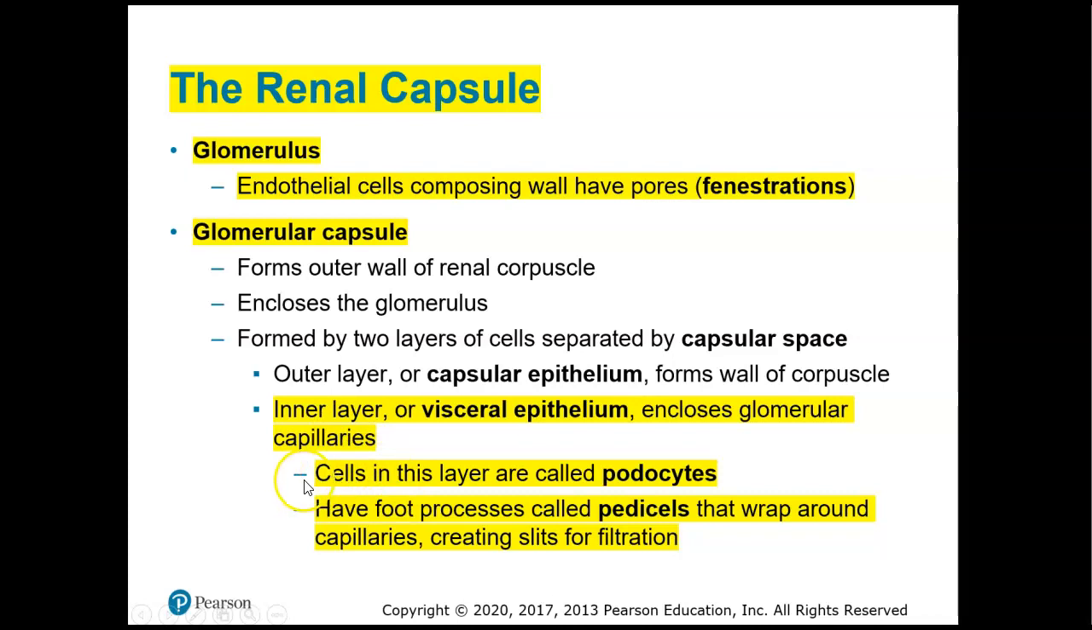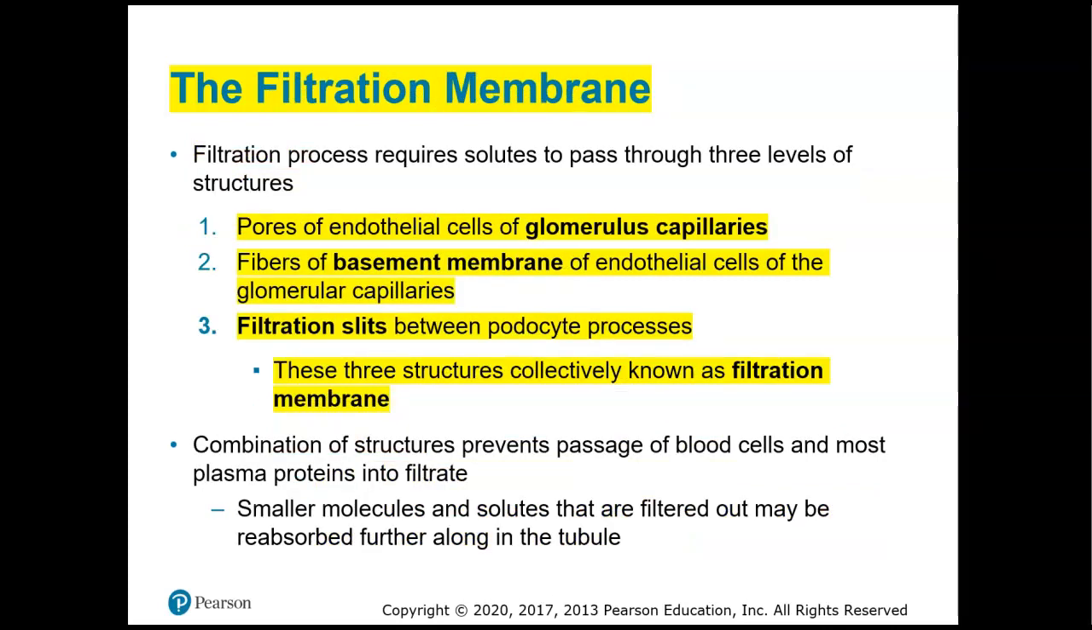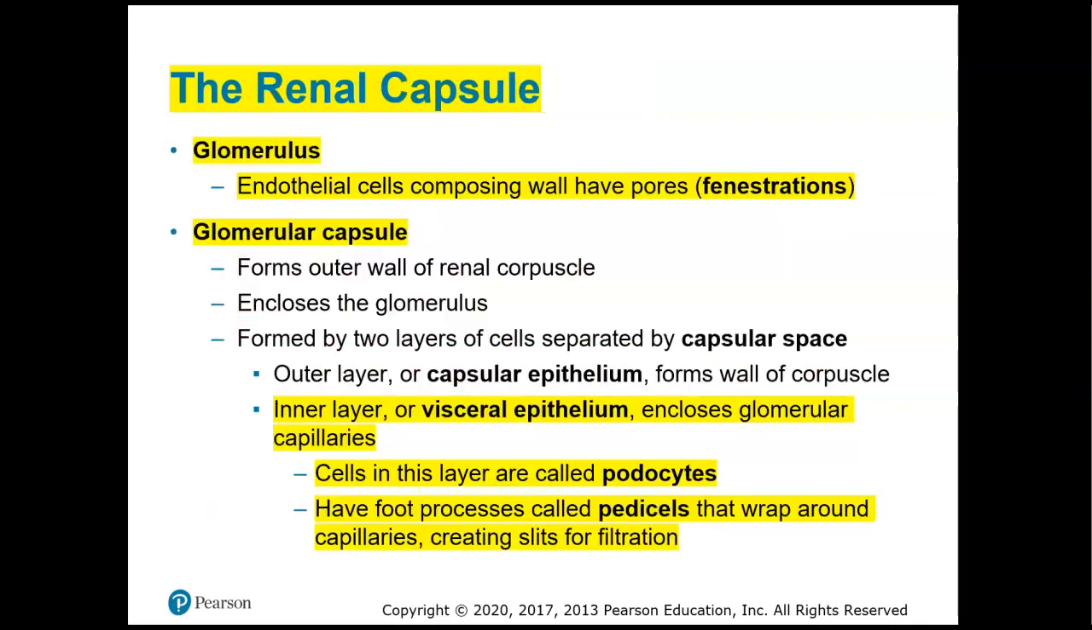Then we have the glomerular capsule, which collects the filtrate, and the cells in this layer are called podocytes. They have foot processes called pedicels that wrap around the capillaries, creating filtration slits. And so these are the openings that the blood is going to be filtered through: the filtration slits in the glomerular capsule and the fenestrations in the glomerulus.